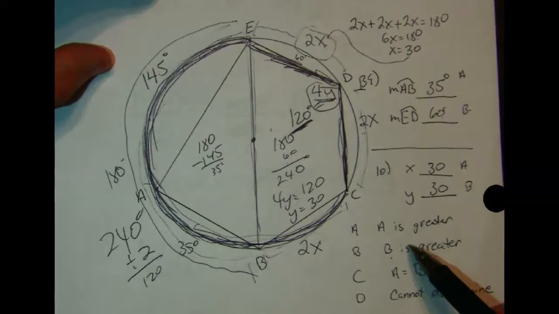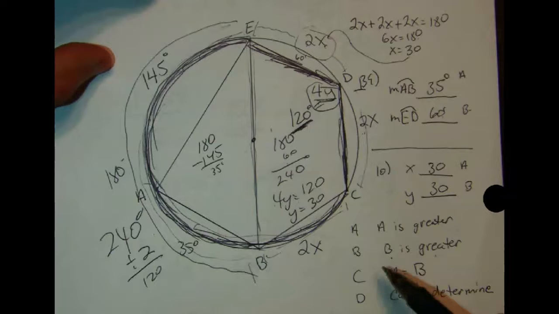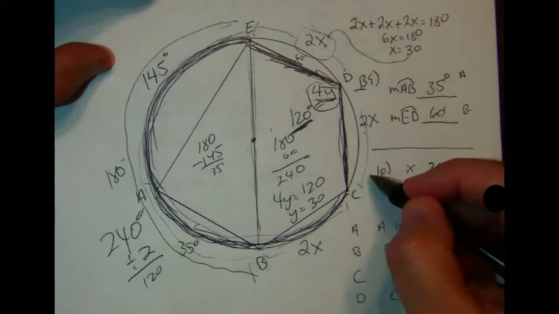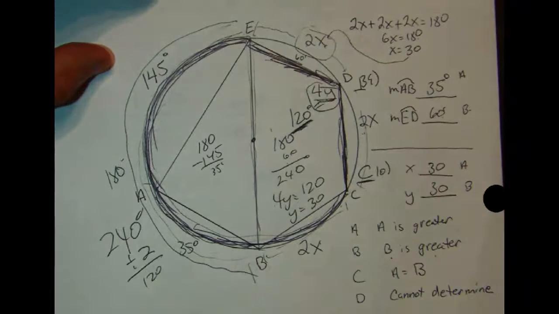So our answer would be A, column A, is equal to column B. And so you would mark the answer C. Of course, we don't know what you're going to get, so you'll have to solve it to see.